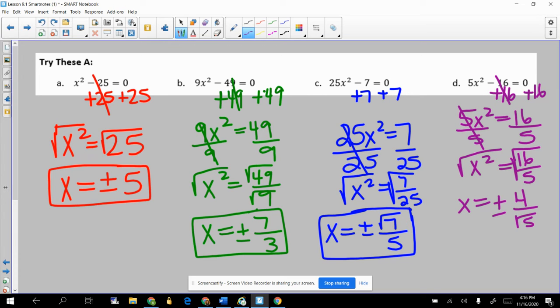Now, here's the thing. We cannot just leave this one. It cannot be our final answer because we have this square root in the denominator, which is mathematically illegal, right? So what we're going to do is rationalize this. And in order to do that, we are going to multiply both the top and the bottom by square root of 5.